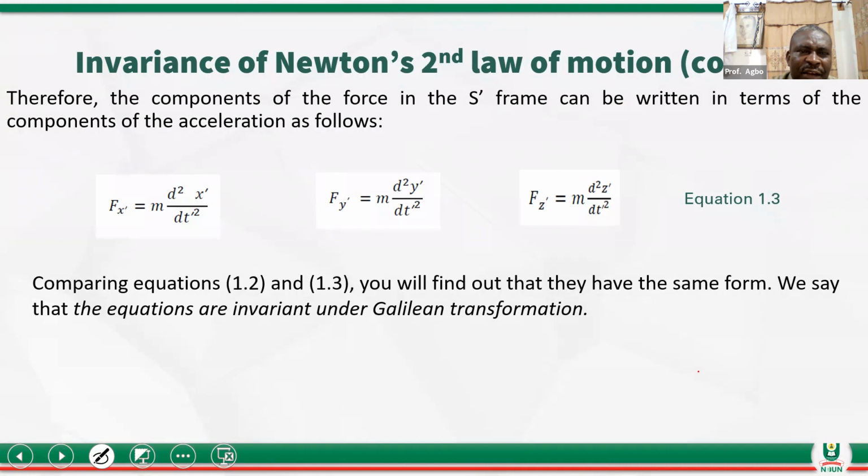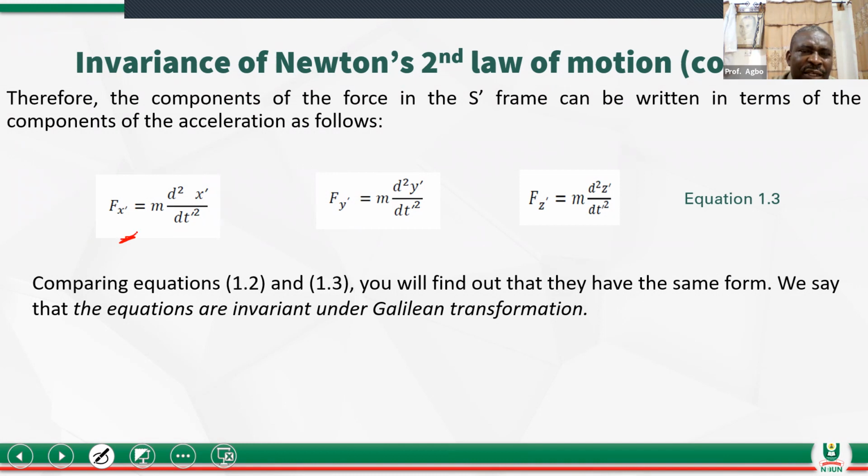So that we can now have f of x, the component of the force on the x prime axis will be mass times d squared x prime over dt squared. Along the y-axis, you multiply by m, you still have m. Along the z-axis, you have that, and that is what we have as our equation 1.3. When you compare this equation to equation 1.2, you'll find out that they have the same form.